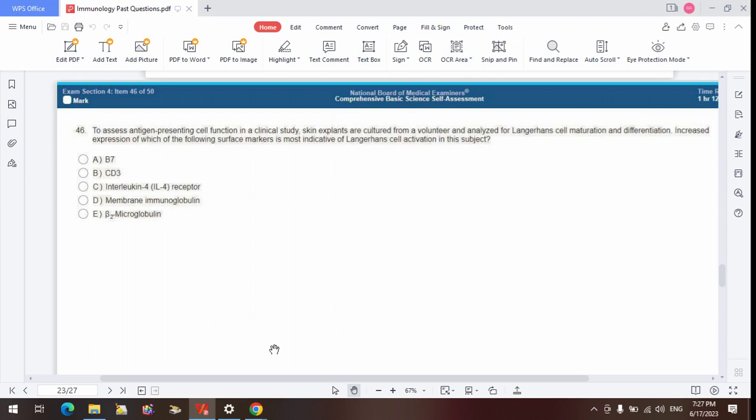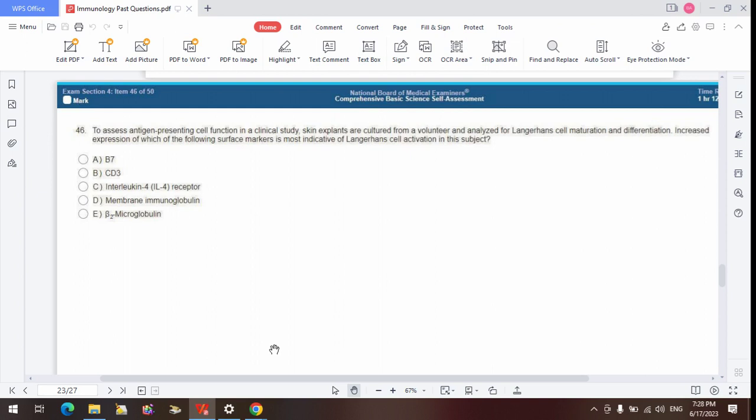To assess antigen presenting cell function in a clinical study, skin explants are cultured from a volunteer and analyzed for Langerhans cells. Expression of which of the following surface markers is most indicative of Langerhans cell activation in this subject?